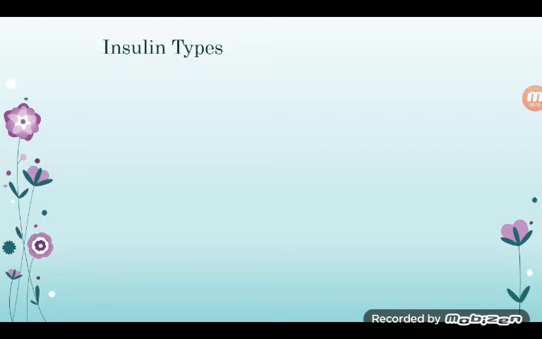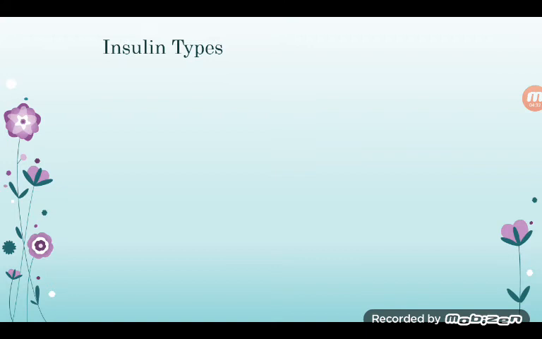Short-acting insulin is regular insulin, Humulin R, Novolin R, and regular insulin. Onset of action is 30 to 60 minutes, and the peak is 2 to 3 hours. The duration is a little bit variable from person to person. So we look at 3 to 4 hours though.